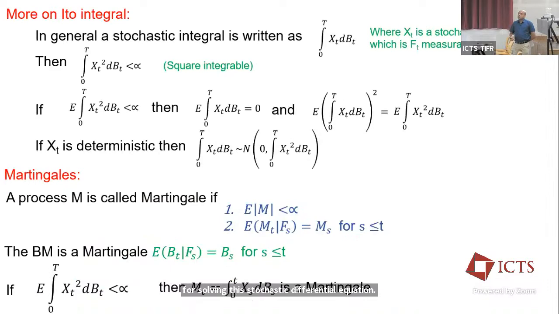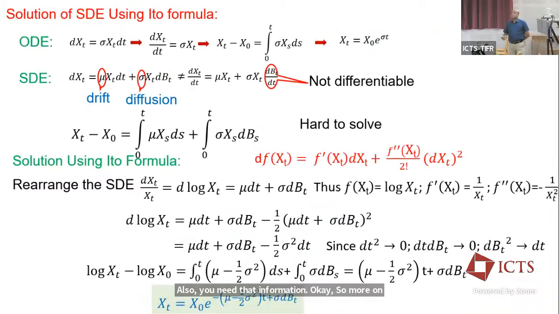So the last thing I just want to show is how to solve a stochastic differential equation. This is the last slide. You know the usual way of solving a differential equation: we have dx_t equal to this one. If we solve this differential equation and know the initial condition, we can get this result. Very simple, very usual way of writing it.